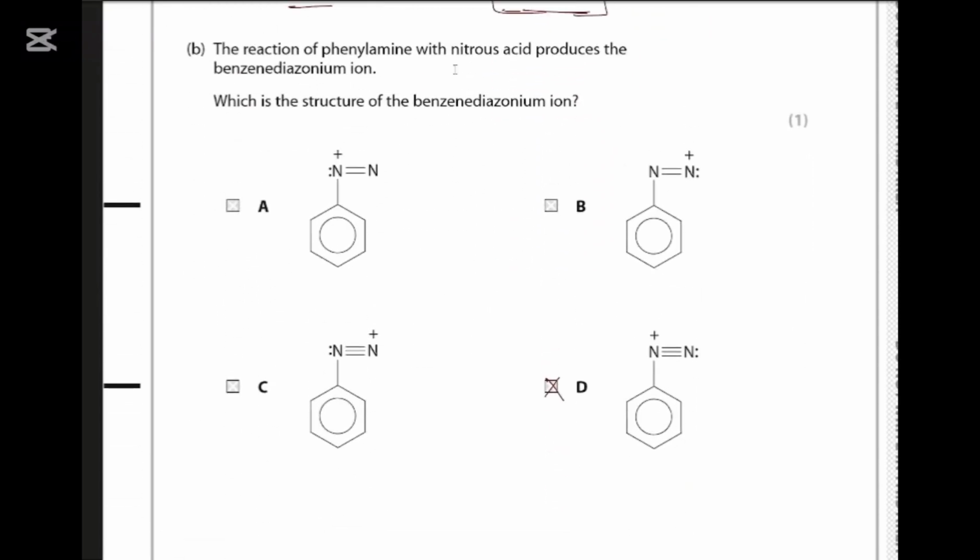The reaction of phenylamine with nitrous acid produces the benzene diazonium ion. Which is the structure of the benzene diazonium ion? Obviously the ion's structure is this, because the positive charge is with the nitrogen that is directly bonded to the benzene group. You can see that nitrogen is already bonded with four electrons, only one electron is left, which it loses to the Cl or any other ion, and so it forms the positive ion.